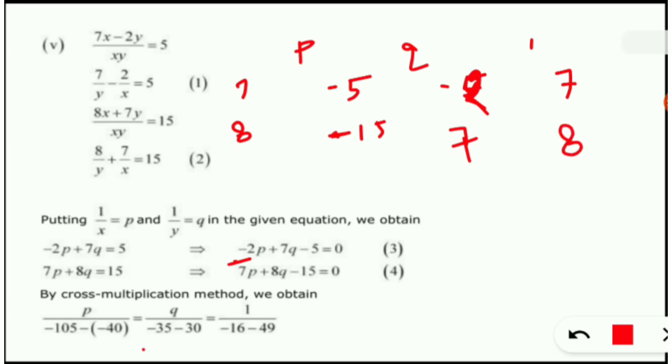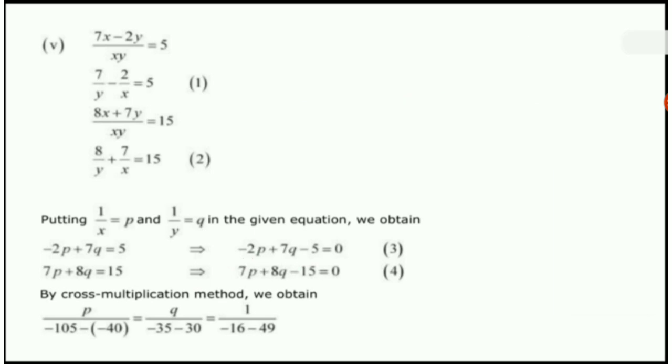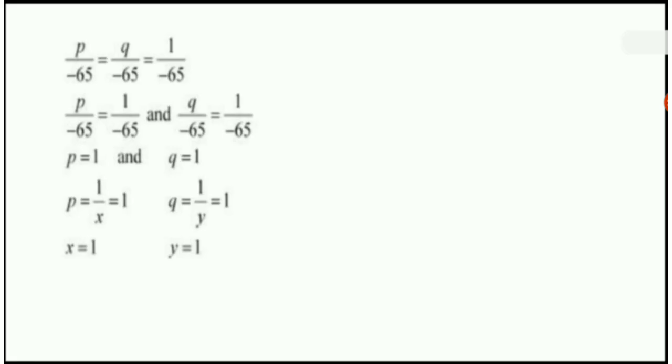So first, p divided by 7 into minus 15, so minus 105, minus of minus 5 into 8, so minus 40. Then q divided by minus 5 into 7, so minus 35, minus 15 into minus 2, that means plus 30. Then 1 divided by minus 2 into 8, so minus 16, minus 7 into 7, so 49. Clear? So after that, p divided by minus 65, q divided by minus 65, and 1 divided by minus 65.